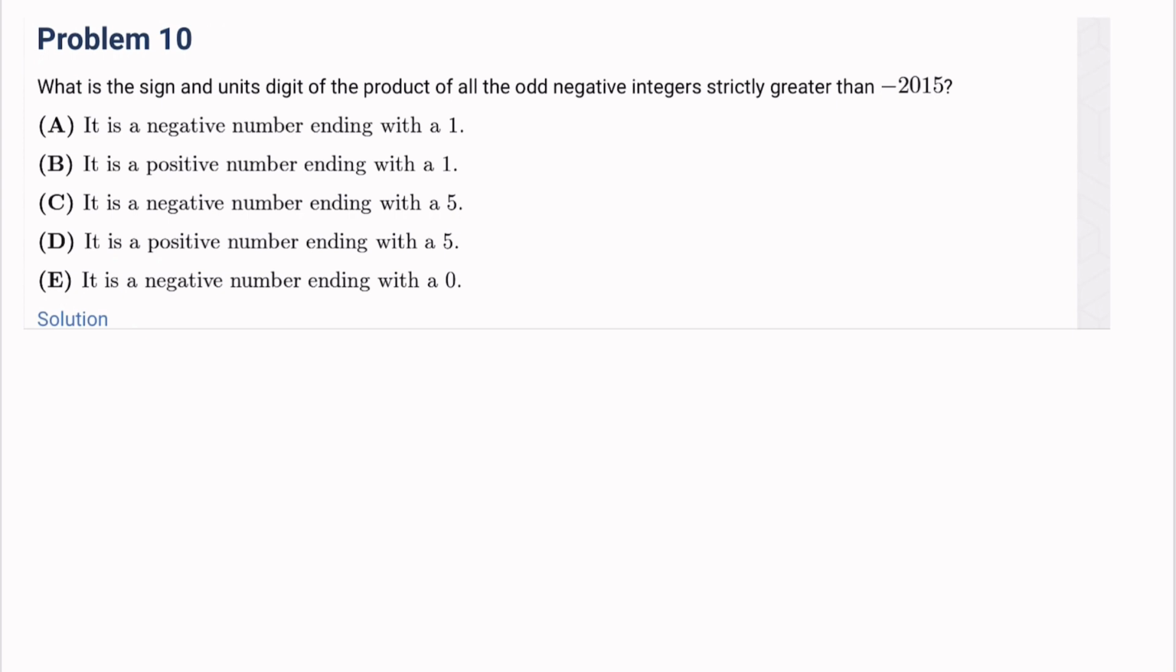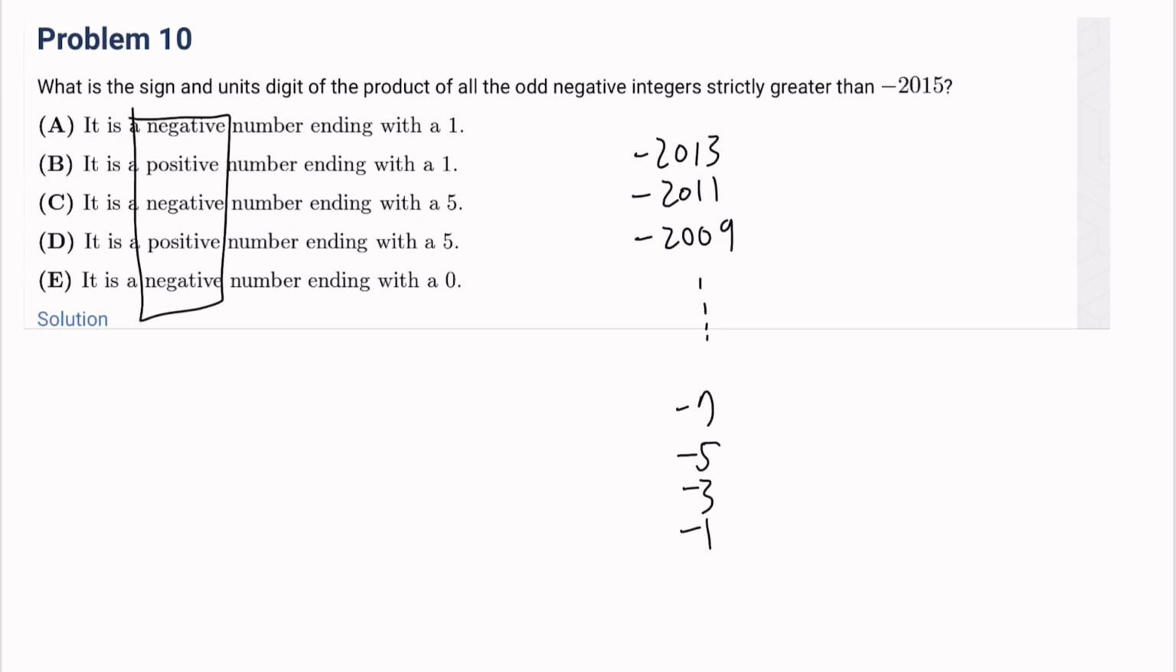Number 10, what is the sign and units digit of all the odd negative integers strictly greater than negative 2015? Okay, so for all the odd negative integers that are greater than negative 2015, so we have minus 2013, minus 2011, minus 2009, all the way to negative 7, negative 5, negative 3, and negative 1, right? And so what we need to do is first we have to figure out the sign, whether it's negative or positive.